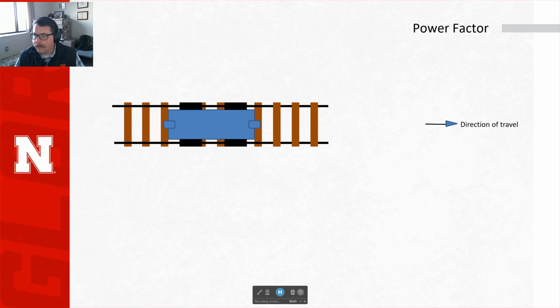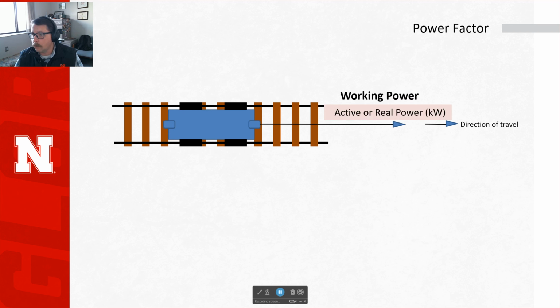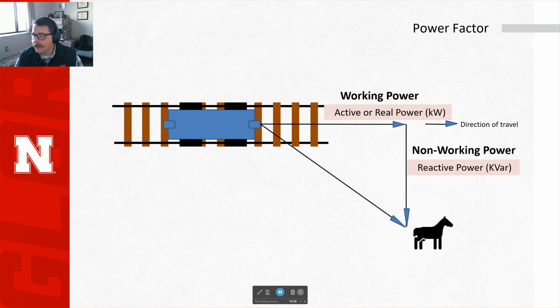If we were trying to have enough power to move this cart along a track in the direction to the right, we could hitch a horse to it, and a horse could pull that in the direction to the right. The amount of work that horse would do would be the working power, active or real power. The trouble is the horse can't walk on the tracks, so the horse has to be offset off of the track and pull both in a direction to the right and a direction down, and so there is non-working power that horse has to do, power that doesn't do any good, doesn't do any movement to that cart. So that horse has to provide total power.